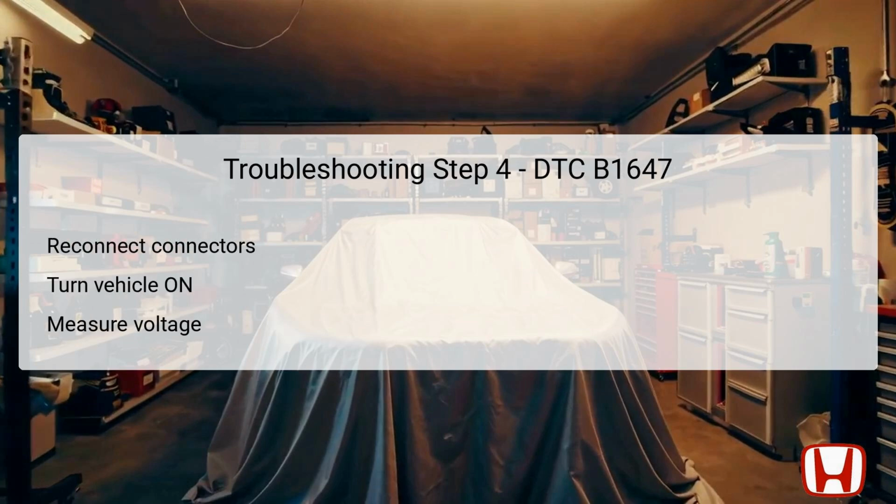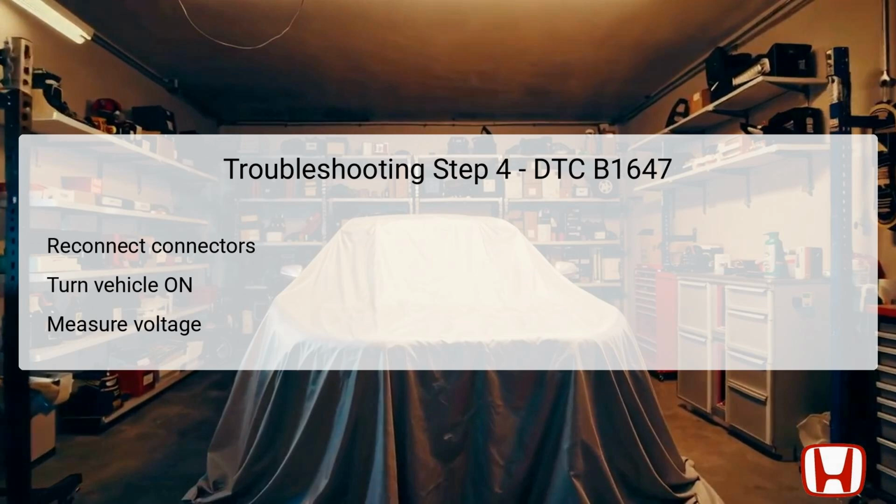For the final troubleshooting step for DTC B1647, you will need to reconnect the previously disconnected body control module connector F36P. After successfully re-establishing the connection, switch the vehicle to the on mode. With the vehicle powered on, the next critical task is to measure the voltage between two designated test points on the front passenger's door outer handle 8P connector.